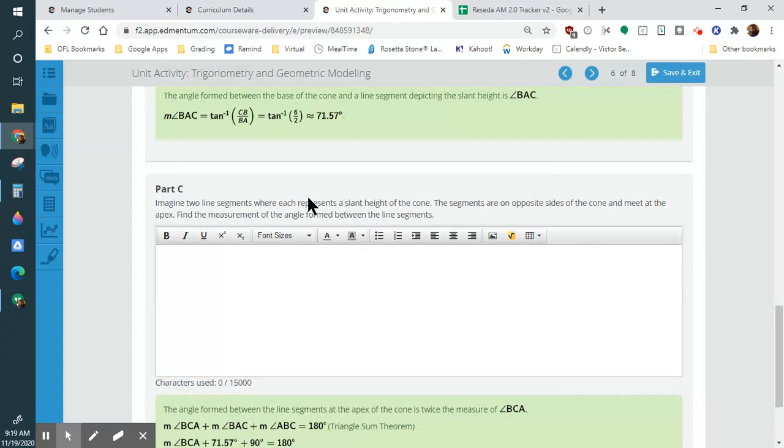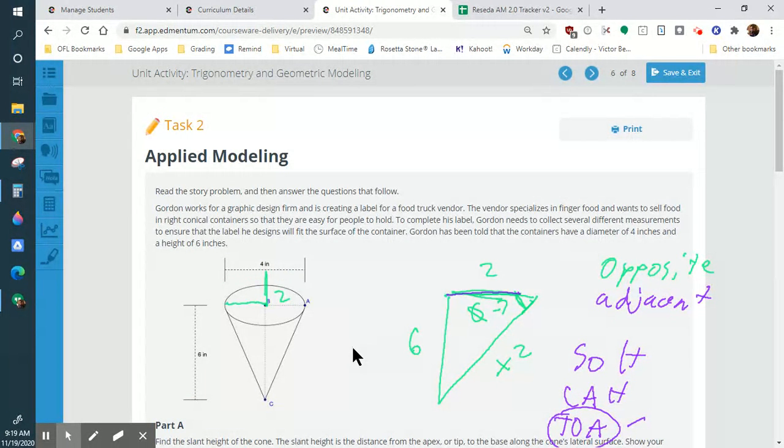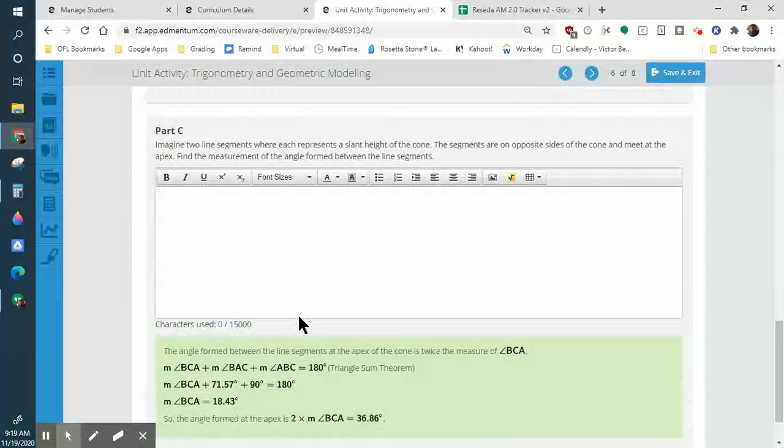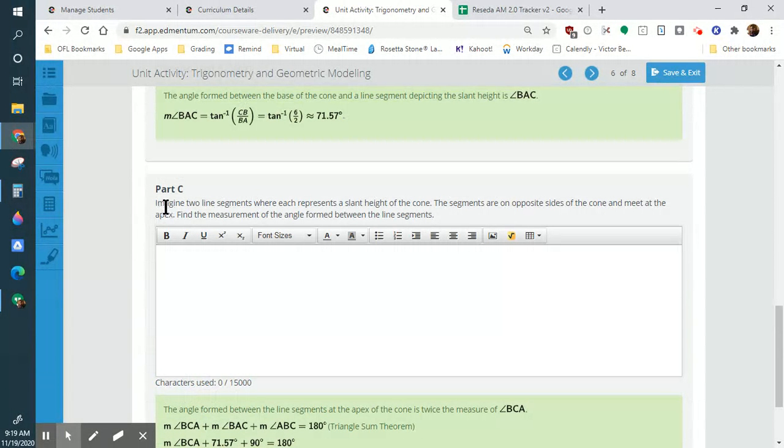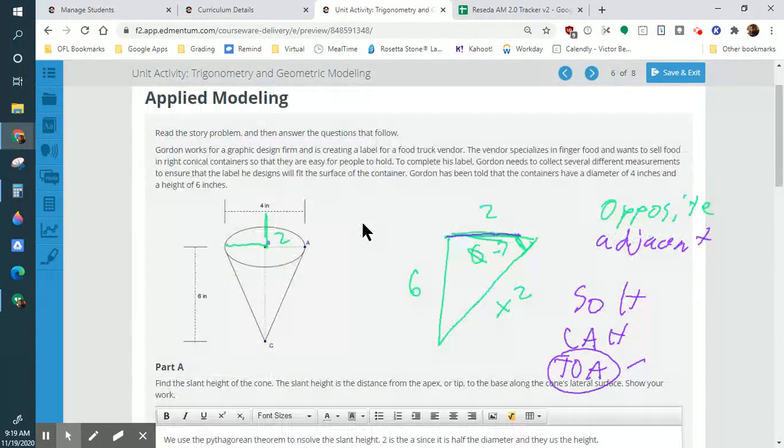And then the last one: imagine two segments represent the slant height, on opposite sides, meeting at the apex. So they're asking us to solve for, oh my gosh, why do they word it so stupid? Imagine two line segments where each segment represents the slant height. Okay, I get it. Line segments are on opposite sides and meet at the apex. Why do we have to imagine that? That's already a thing. Find the measurement of the angle formed between the lines. Okay, so all of that weird talk just to say that they want you to figure out this angle.